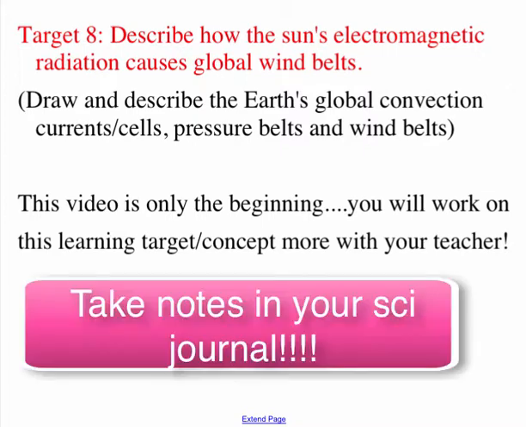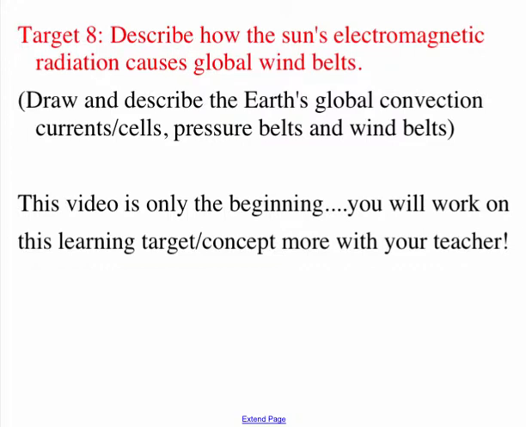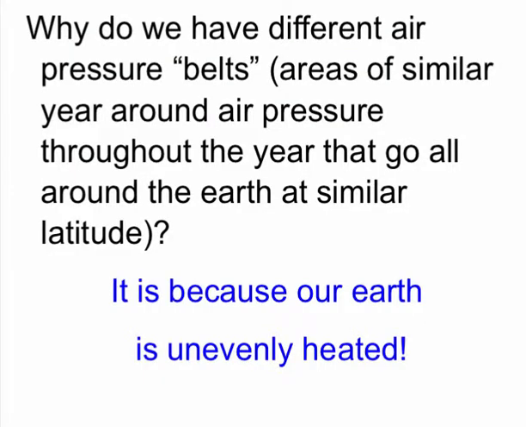Hi everyone, time for the big one, Target 8: how the sun's electromagnetic radiation causes global wind belts, convection cells, pressure belts. It's only the beginning. Well, let's do a little review. Why do we have wind on Earth? Why do we have different air pressures? It's because our Earth is unevenly heated.